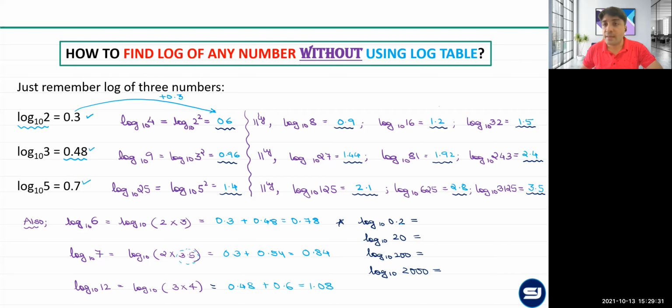On the same lines, the logs of a number less than 1 or greater than 1 could also be found. 0.2 will have a characteristic bar 1, and the value of log 2 is to be appended with it, that is bar 1.3. For 20, characteristic is 1, so 1.3. For 200, 2.3. For 2000, it will be 3.3. That's it.